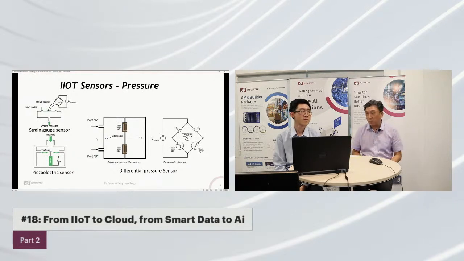One of them is the piezoelectric pressure sensor. Piezoelectric is like those crystal type of material. When you are compressing it or you put tension to it, the charges will start varying, so it can create a potential difference across the electronic circuits. This is one of the piezoelectric sensors.